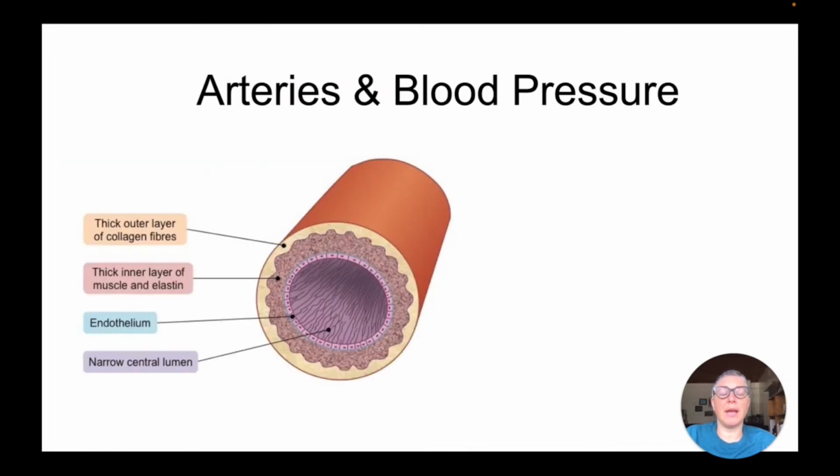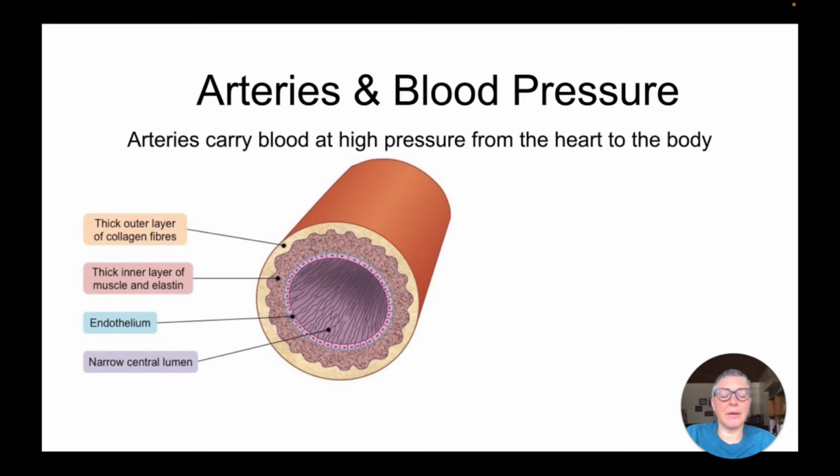So now let's take a look at the idea of blood pressure in each of these structures. Arteries are going to carry blood at high pressure from the heart to the body. Remember, the heart is pumping very strongly. The muscle tissue of the ventricle is very thick, so the blood is going to come out at a very high pressure anyway. And so the structure of the artery is going to allow the blood vessel itself to withstand that high pressure, and that way it keeps the blood vessel from bursting.